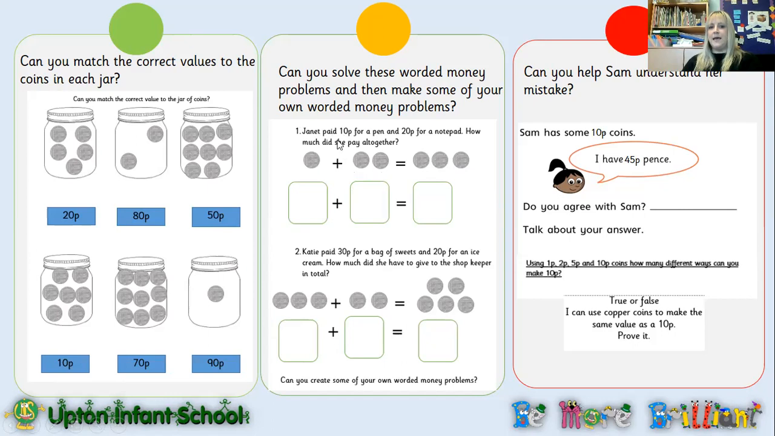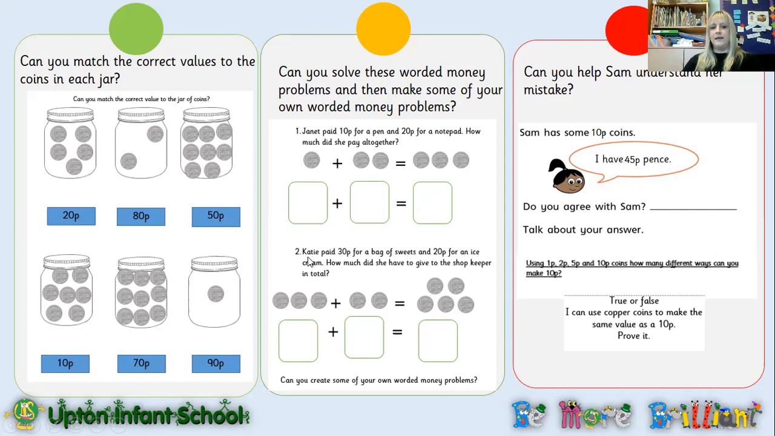Janet paid 10p for a pen and 20p for a notepad. How much did she pay altogether? So you need to add these amounts up and write your total just here. So you can write your 10p here, your 20p here, and then write your answer here.